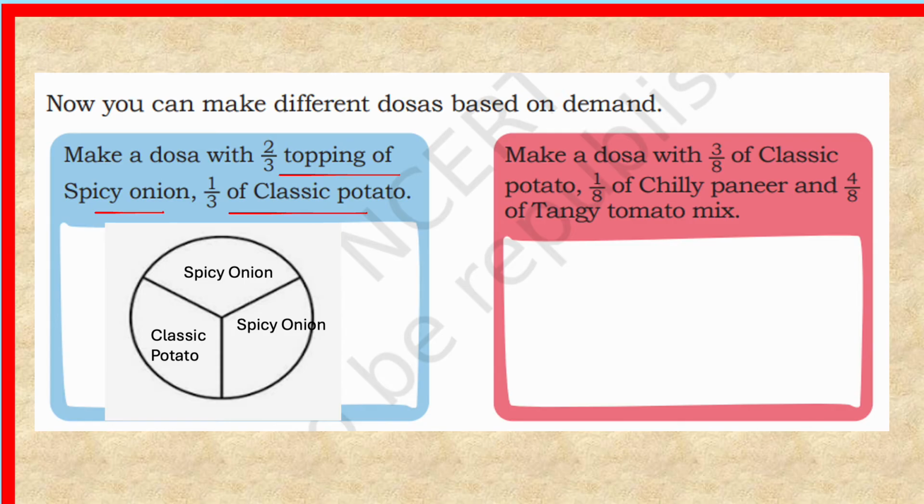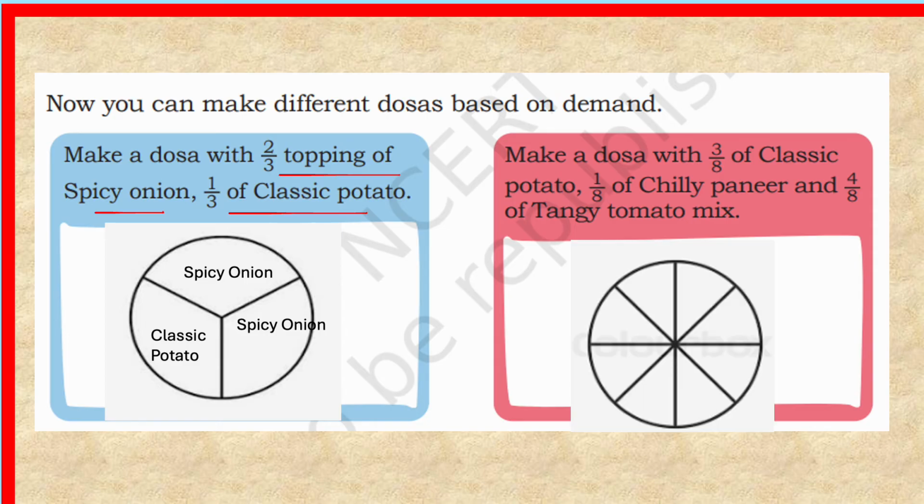Next one, make a dosa with 3 by 8 of classic potato, 1 by 8 of chili paneer and 4 by 8 of tangy tomato mix. So, here we have to divide the dosa into 8 equal parts like this. How many equal parts are there? 8. 1, 2, 3, 4, 5, 6, 7, 8. Then, tangy tomato, 4 by 8. Out of 8 parts, 4 parts contain tangy tomato mix. See, 1, 2, 3, 4. 4 parts contain tangy tomato.